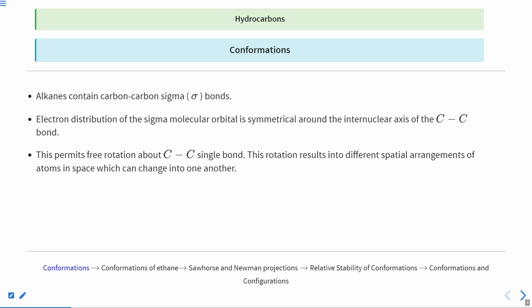Think of it this way: there is a rod. On either side, you have two wheels attached to that rod. Now you can rotate both of these wheels independently. This rotation that I'm talking about results in different spatial arrangements of the atoms. Because we are taking the example of a wheel, and a wheel is symmetrical, you rotate it either way and that will give you the same thing.